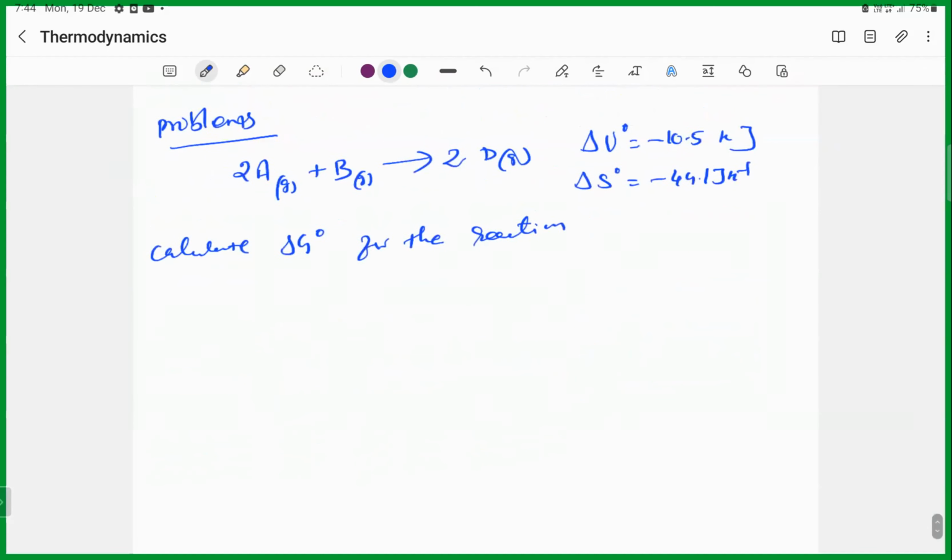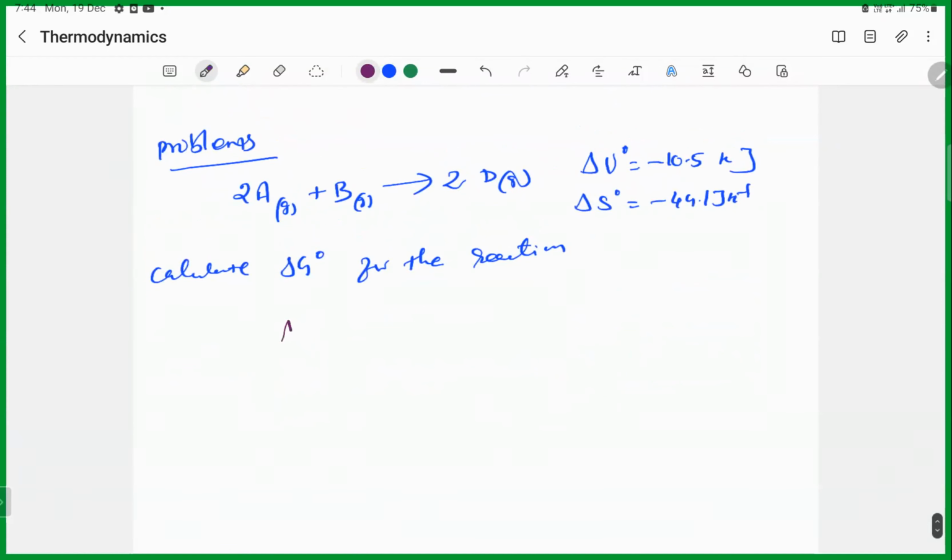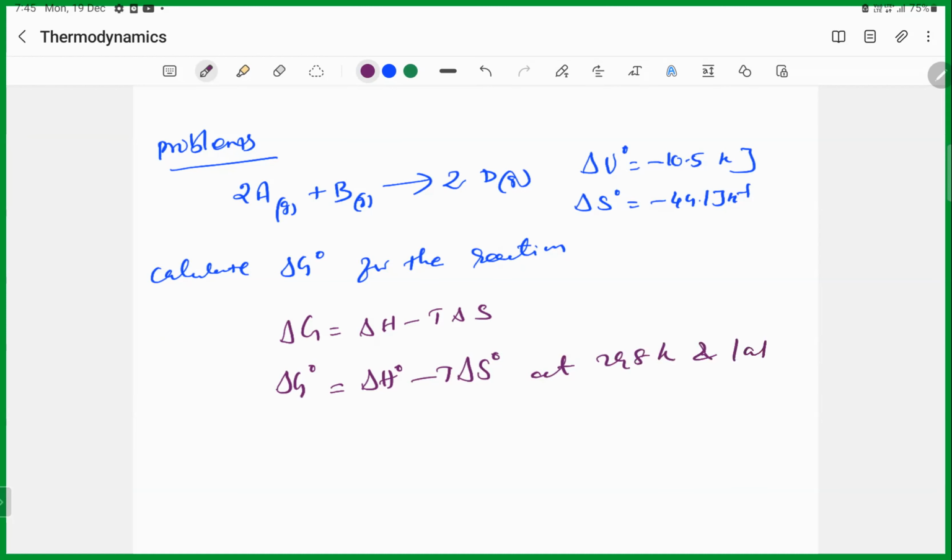So first, you know how to calculate delta G. Delta G is equal to delta H minus T delta S. Am I right? So when you are using delta G0, delta H0 and delta S0, it means at 298 Kelvin and 1 atmosphere pressure you can calculate. Then what do you need? Delta H needed, delta S needed, temperature needed. Temperature, because of the 0, we know this is the temperature. Now delta S is available, but only delta U is available. We have to calculate delta H.